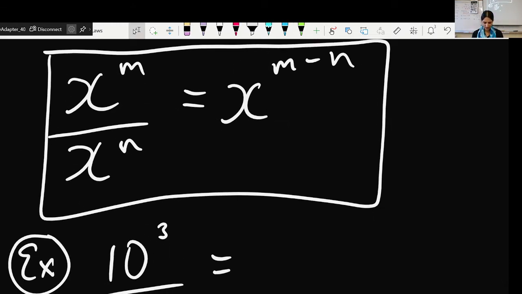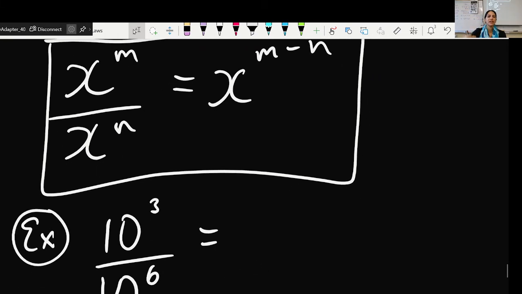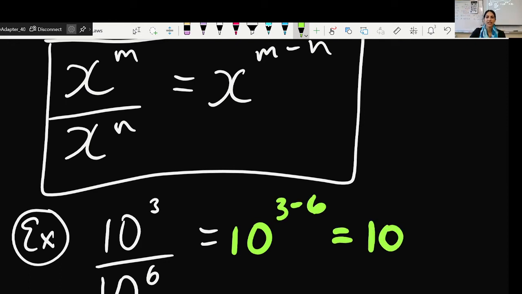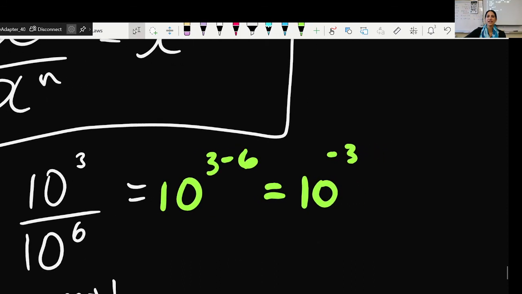what would be my answer for this first question? 10 to the 3 over 10 to the 6. My base is still 10, but what do I do with the 3 and the 6? According to this, I would subtract them. 3 minus 6. So what do I get? 10 to the... What's 3 minus 6? -3. But do we ever leave our answer like that?